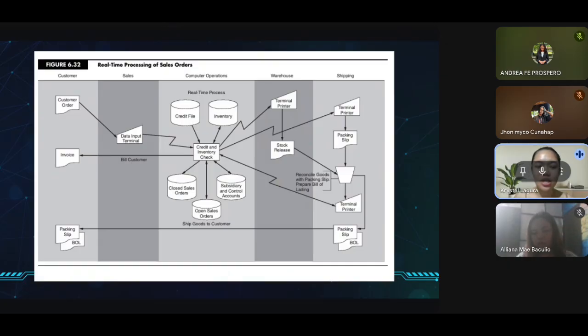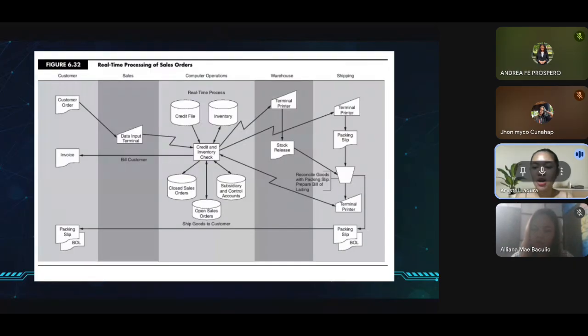So, this figure shows how real-time processing works in a sales system. So, when a customer places an order, the system immediately checks credit and inventory. Tapos updates records, sends the order to the warehouse, ships the goods, and generates the invoice. All steps happen instantly, making the process fast and efficient.